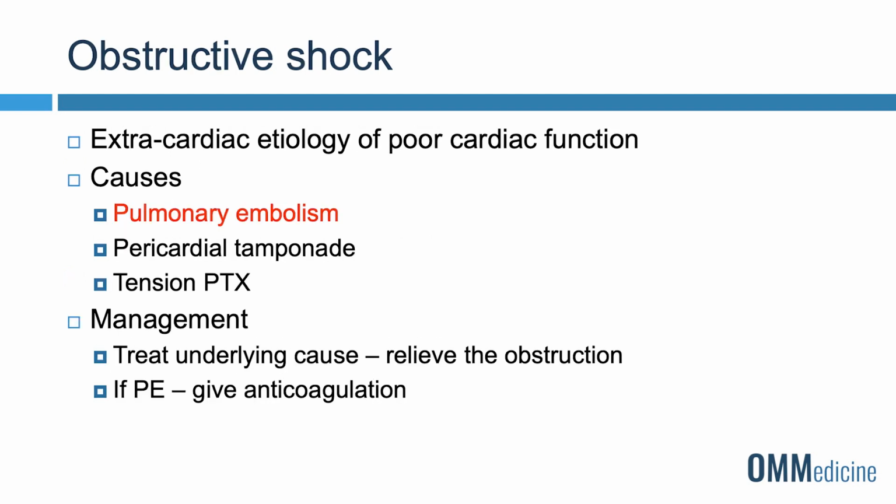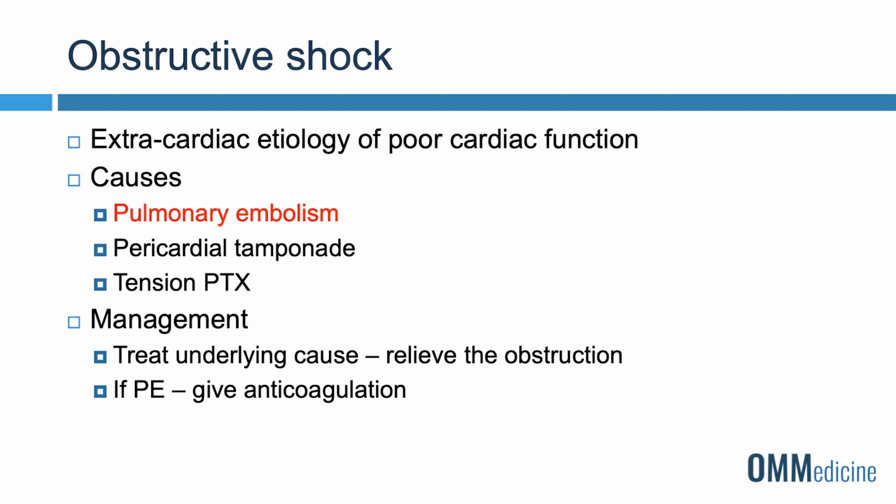The last type of shock we'll talk about is obstructive shock, which is caused by poor cardiac function due to a cause that is not the heart itself. So what does that mean? Well, this means that the heart muscle and tissue itself is normal and can beat and pump blood just fine. However, there's another issue, such as a pulmonary embolism or pericardial tamponade or even a tension pneumothorax, that is causing the heart to have to pump harder than it normally should, and therefore the heart cannot meet the new demand.